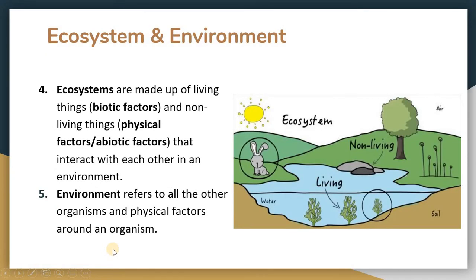And next, the ecosystem and environment. Ecosystems are made up of living things, or sometimes we call them biotic factors. These are the living things here. And the non-living things, or sometimes we call them physical factors or abiotic factors, interact with each other in an environment. So what is an environment? An environment refers to all the other organisms and physical factors around an organism.